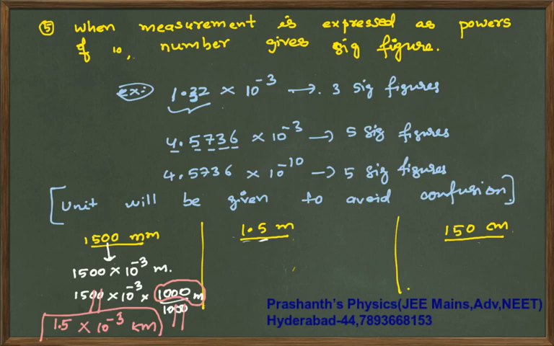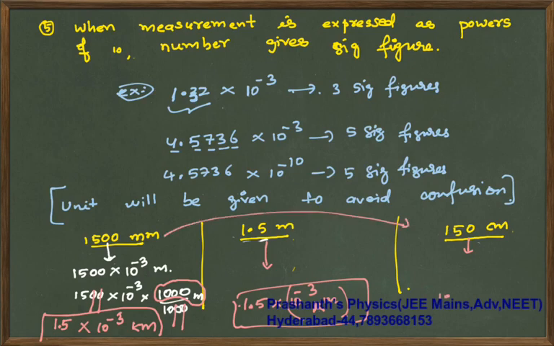Now 1.5 meters can be written as 1.5 into 10 power minus 3 kilometers, because kilo means 10 power 3. 150 centimeter, because these two are the same, I can directly write once again as 1.5 into 10 power minus 3 kilometers. Now if you look at this, it has only 2 significant figures each.